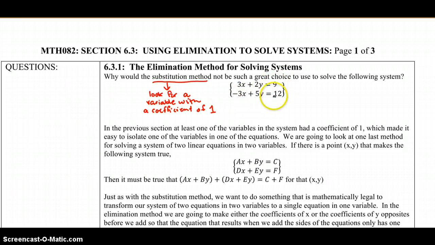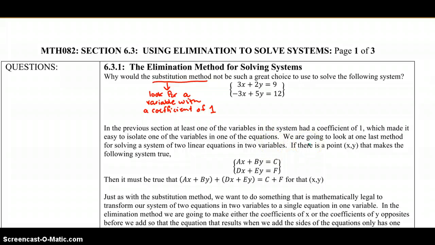In our other equation, the similar thing happens, because to solve for y, we'd eventually have to divide by 5, which would give us fractions. Or if we tried to solve for x, we would have to eventually divide by -3, which again, 12 divided by -3 would be -4. That'd be a nice integer value. But here, 5 divided by -3 would give us a fraction. So in the previous section, at least one of the variables in the system had a coefficient of 1, which made it easy to isolate one of the variables in one of the equations.